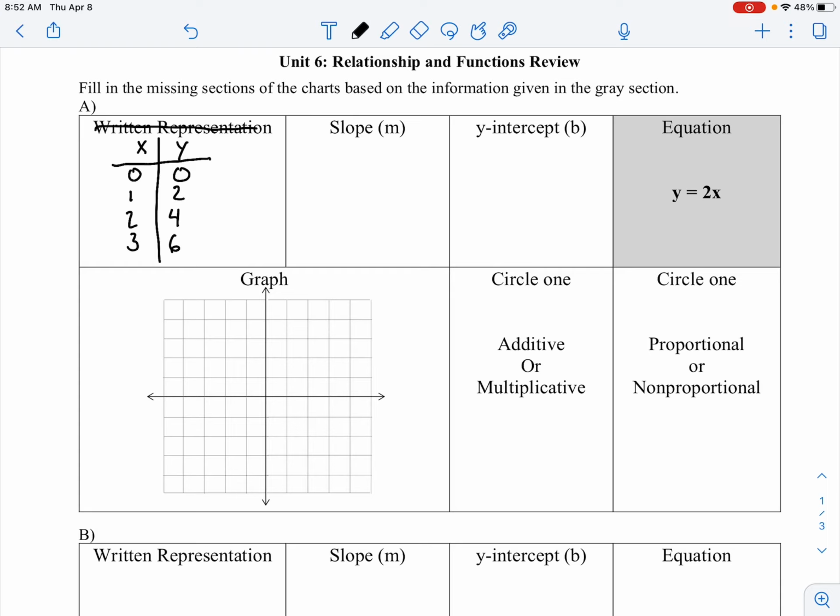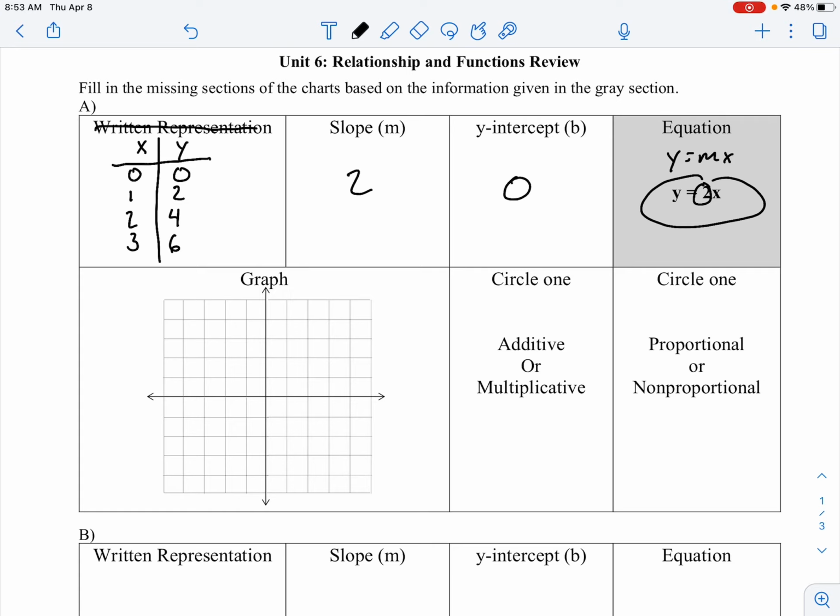So what we're going to do now is go ahead and do these in order. We're given the equation here. So remember, this is in the form y equals m times x. What is our m in this scenario? Well, it's going to be 2. So our slope, or our m, is equal to 2. And our y-intercept, something we remember about multiplicative relationships, they always go through the origin. So our y-intercept will be 0.